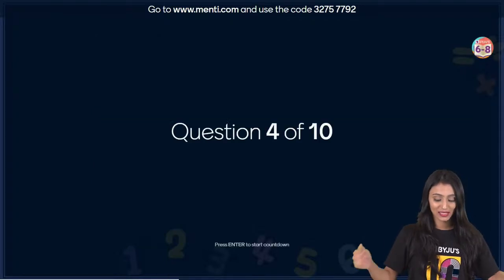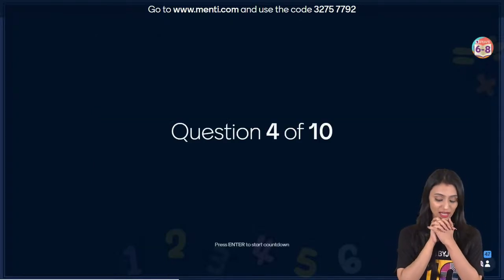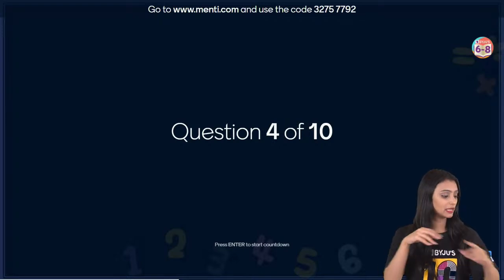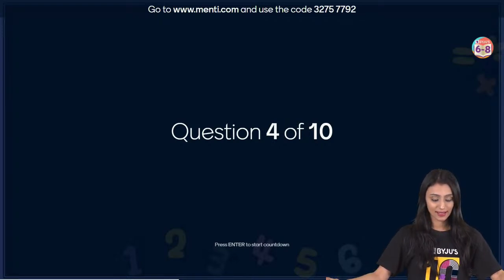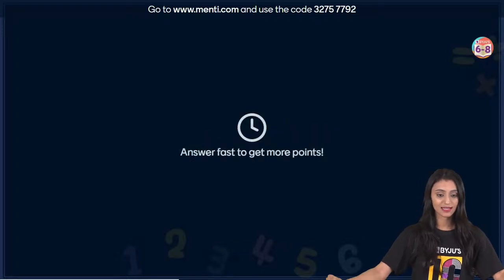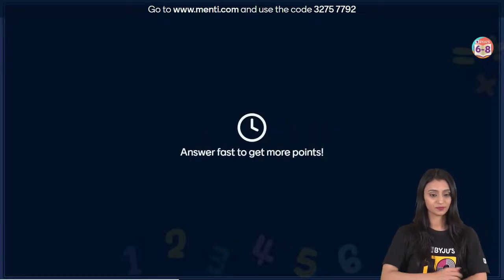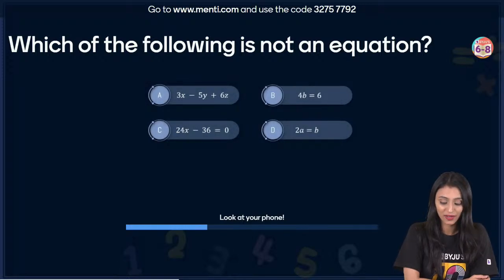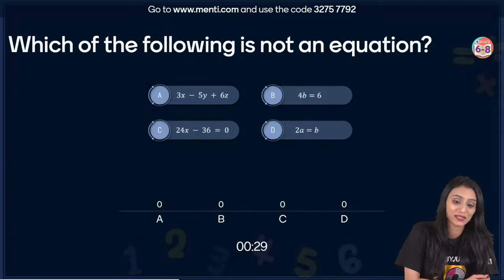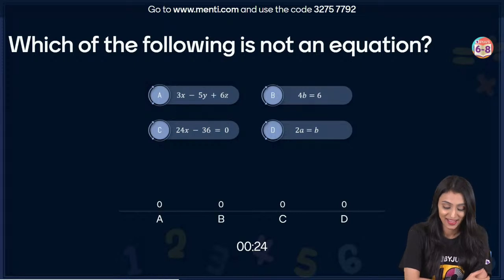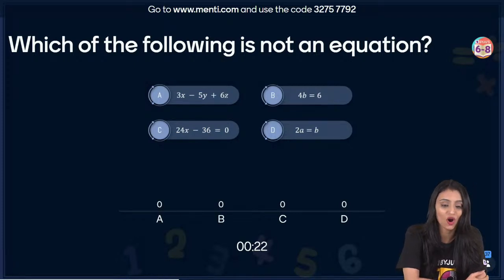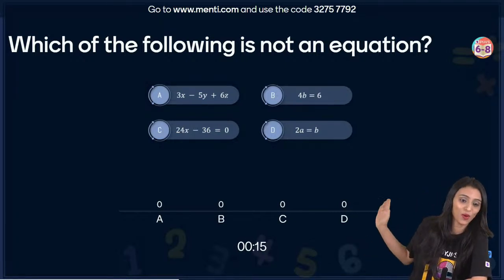Alright, let's move ahead. Let's quickly take a look at the next question. That is question number 4. Quickly fill in your details. Yes. Alright, let's take a look at the 4th question now. Which of the following is not an equation? Okay, the other Shaurya is in 12th place. It's okay. Yes, everybody, a simple question. Which is not an equation? If we know what an equation is, what an expression is, you will actually not require this much time to answer this question.